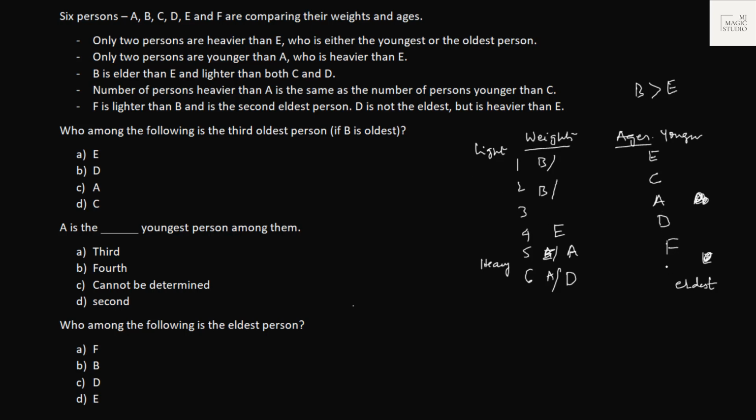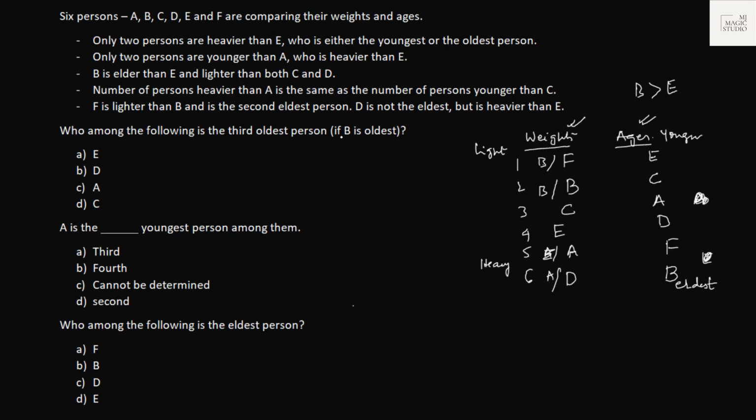A, B, C, D, E, F. A, B. Age-wise, this is the scenario. And weight-wise, F is lighter than B. If B is at this position, B cannot be the lightest. F, B. So we have A, B, C. Bingo. These are the weights and these are the ages.